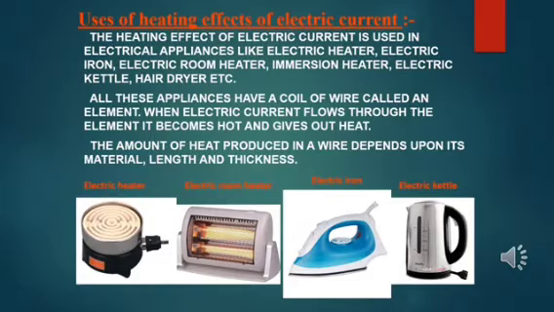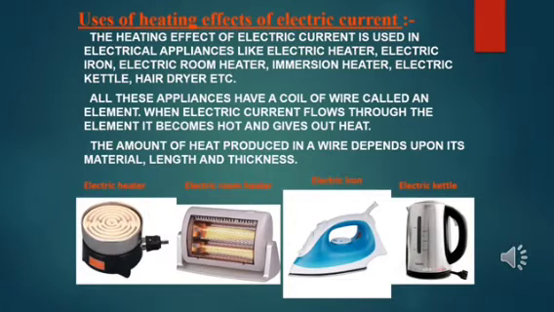Have you all understood? So most of these appliances which we are going to talk about, say your heater or your electric iron box or your kettle, toaster, oven, all these appliances have a coil of wire called an element in it. So when electric current flows through the element, it becomes hot and gives out heat.